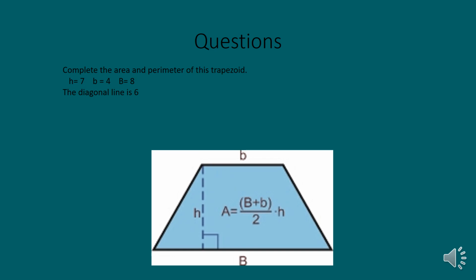Question time. Find the area and perimeter of this trapezoid. The height is 7, the top base is 4, and the bottom base is 8. And both diagonal sides are 6. Complete this question. Pause the video. Let's see.